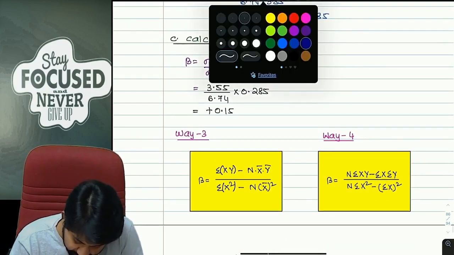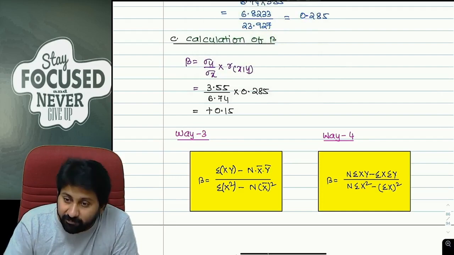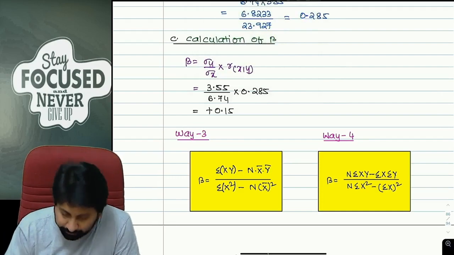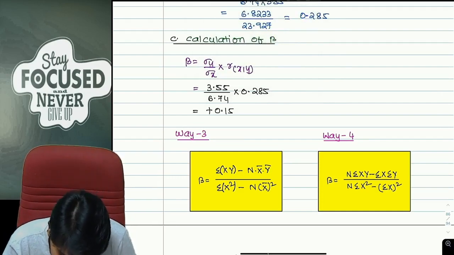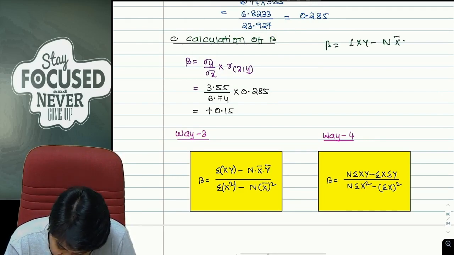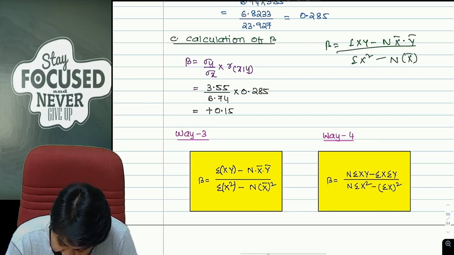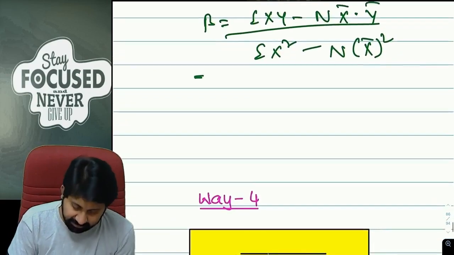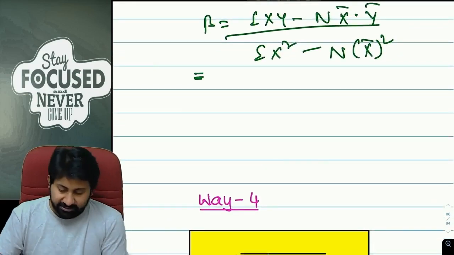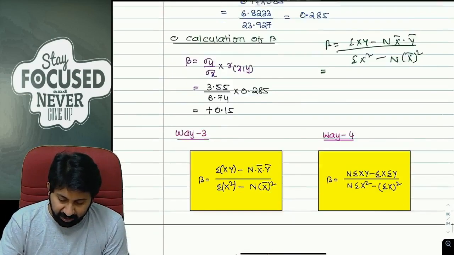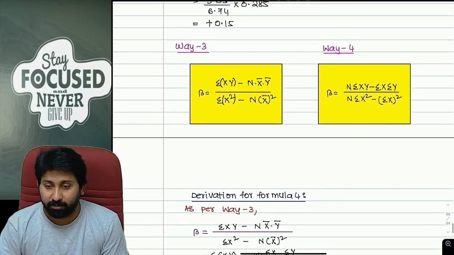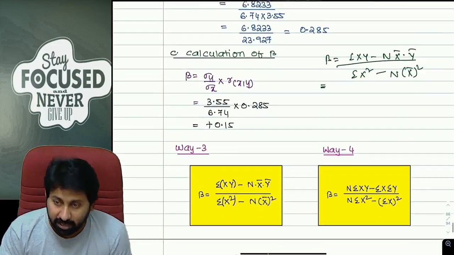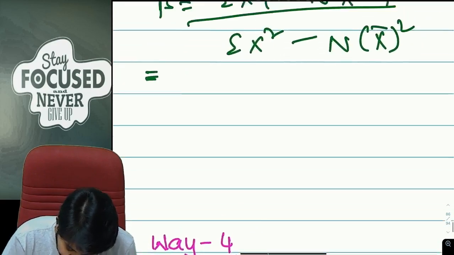See here how this fourth formula came, way 4. Third formula is there, na? Beta equal to sigma xy minus n x bar y bar whole divided by sigma x square minus n x bar the whole square. Okay, now listen carefully how they have done this. Whenever we take this particular formula, let's elaborate this. I will write this way.